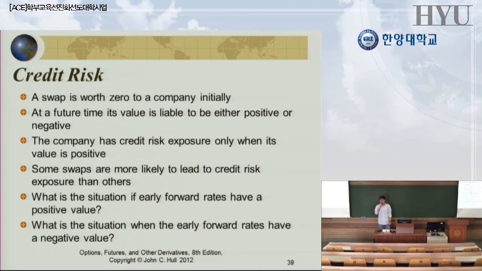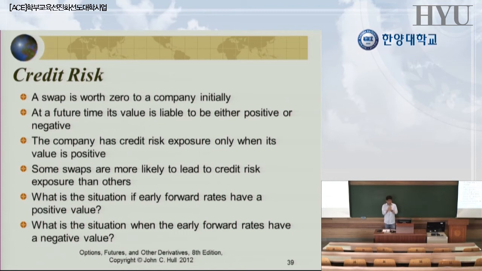There are some risks that you need to consider when doing a swap, and these are the credit risks. A swap is worth zero to a company initially, and at a future time, its value is liable to be either positive or negative. The company has credit risk exposure only when its value is positive, and some swaps are more likely to lead to credit risk exposures than others. These are some of the questions that you need to take into consideration when doing a swap.